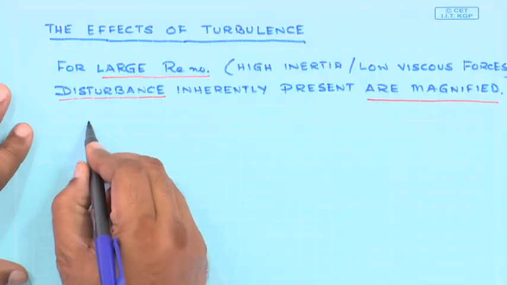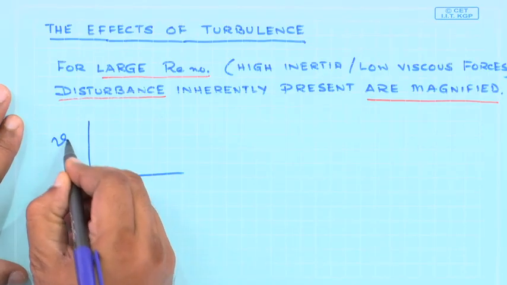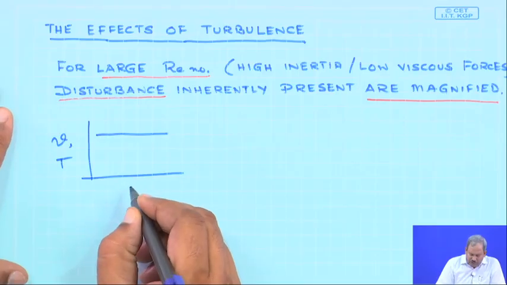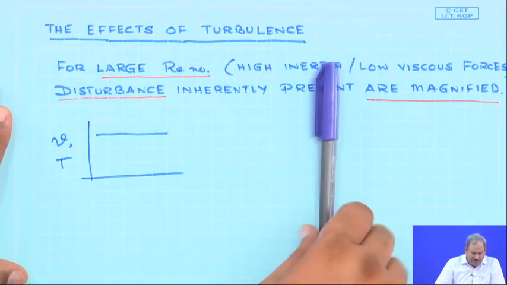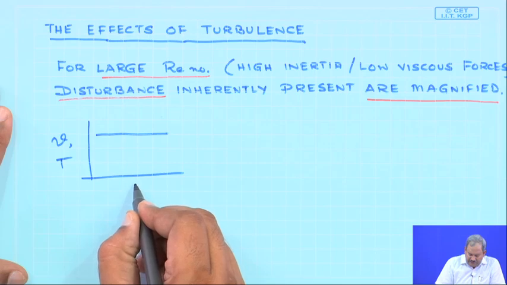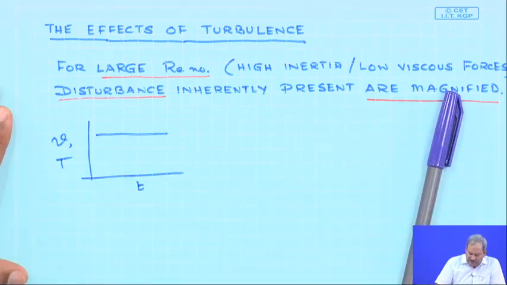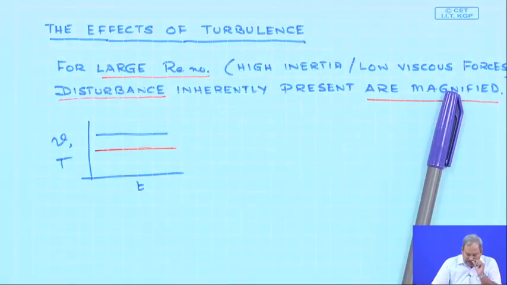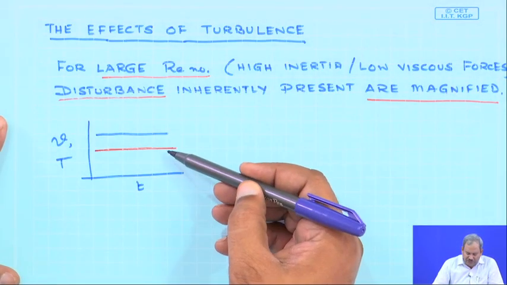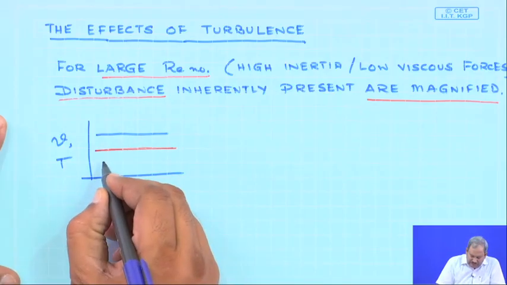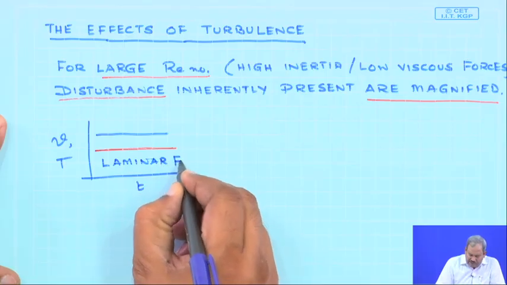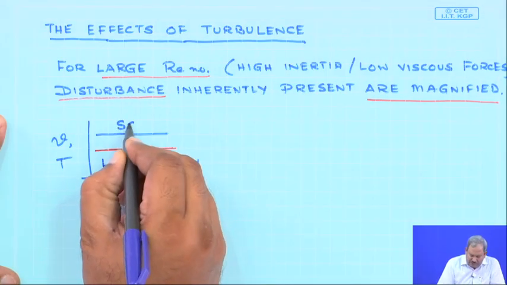So, the velocity is not going to be like in laminar flow. If you measure either the velocity or the temperature with time, it does not really change, it is a straight line, and let us say the temperature is also going to be a straight line without any perceptible changes with time. So, this is the case for laminar flow at steady state.